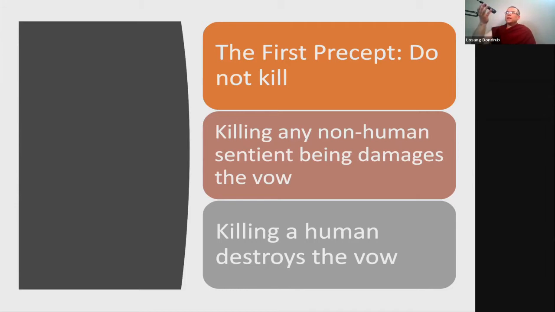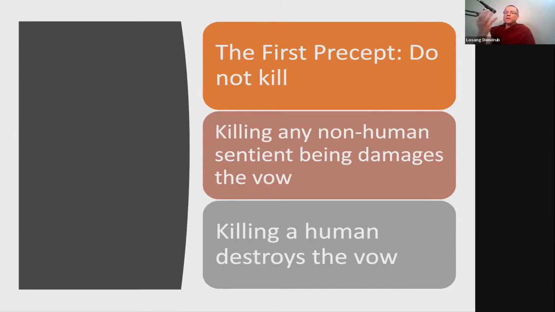So once a person takes these precepts, if they kill, as it says here, killing any non-human sentient being damages the vow. That applies to insects, ants, flies, what have you, any kind of sentient non-human being. But of course, it's incredibly difficult to go decades and decades never killing an insect. And this refers to intentional killing, not the killing that might arise from driving a car. But we can avoid killing another human. That's much easier to do.